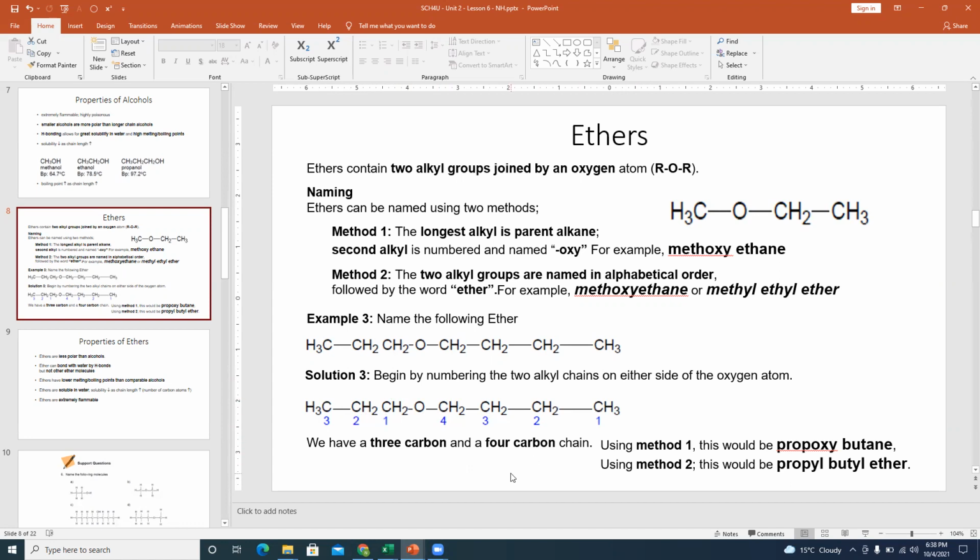And if you were to name this using method 1, this would be called prop for the 3 carbons, prop-oxy, and then the parent alkane, which would be the longer one here, the 4 carbon one, butane. So if you were to use it naming the first way, this would be propoxybutane. Or there's a second accepted way, which would be propyl butyl ether.